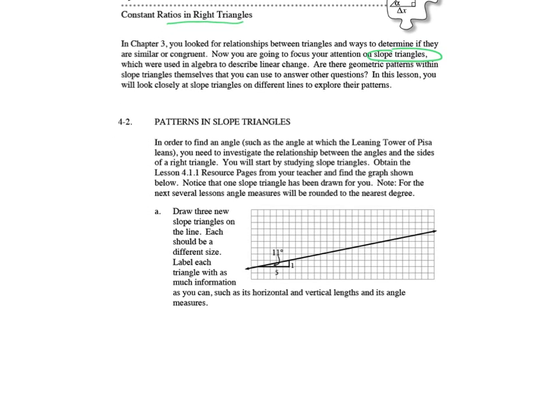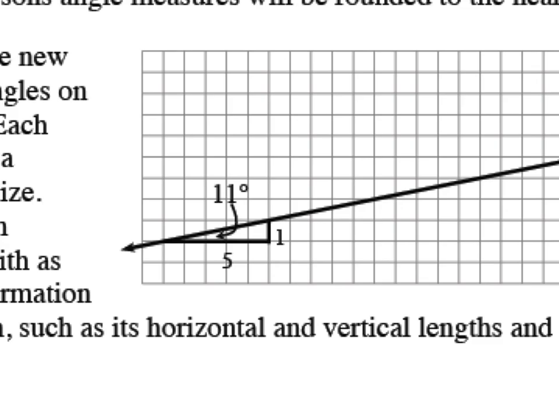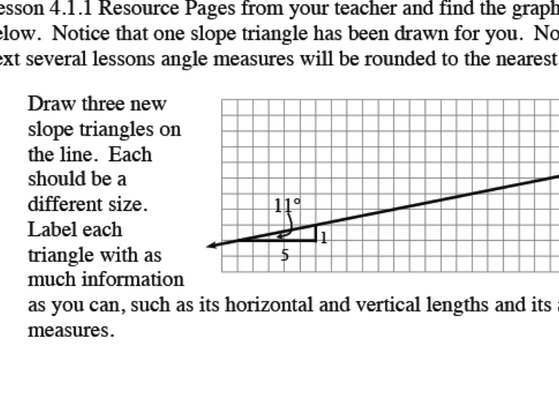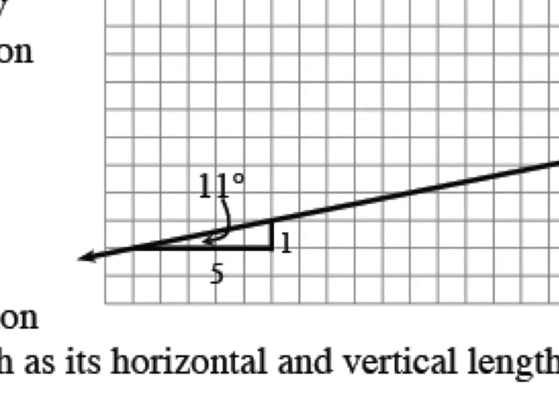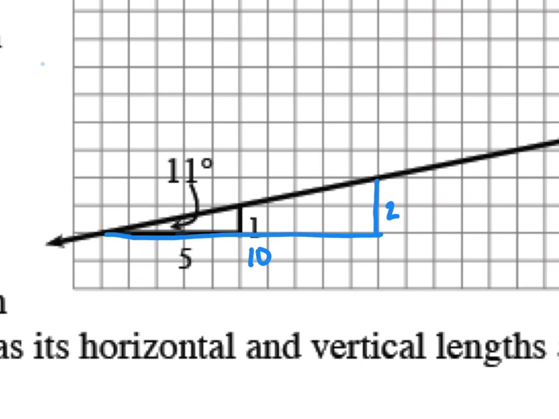Okay, so in order to find an angle, you need to investigate the relationship between the angles and sides. So we're going to start by looking at this slope triangle in particular here. Now it asks me to draw 3 new slope triangles. So I am going to take a minute and draw one. So here's the first slope triangle. I just made it bigger.